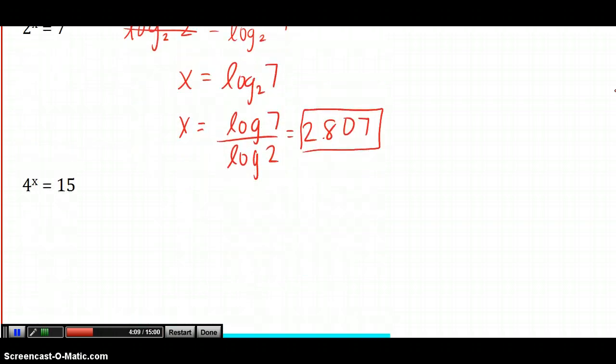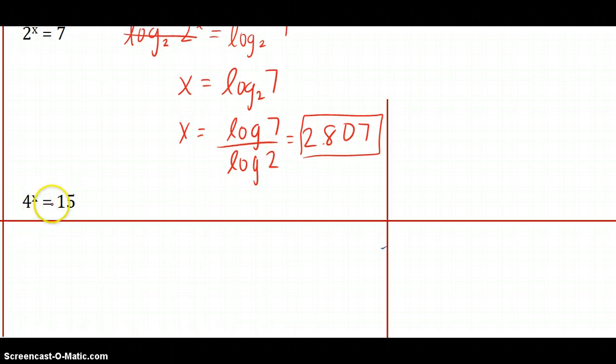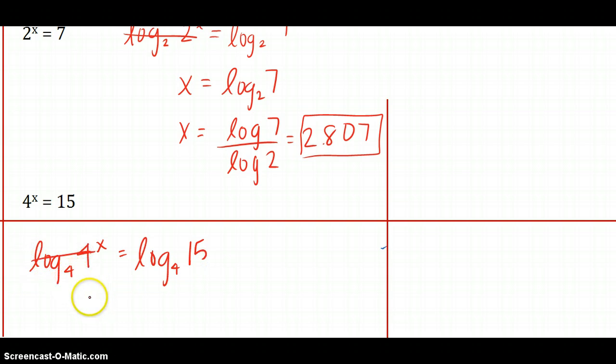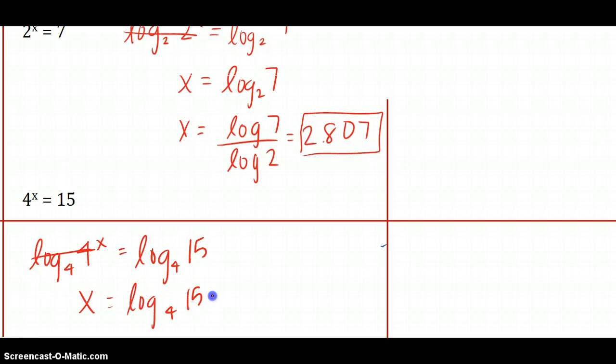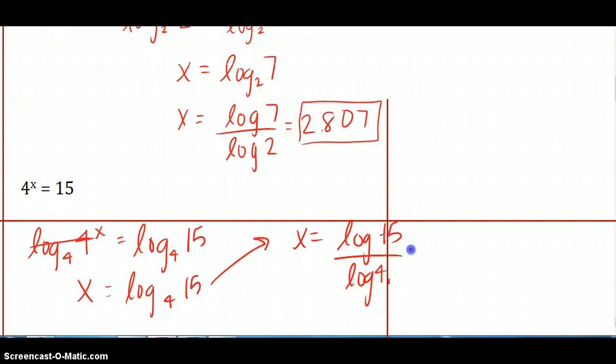Alright, we're going to do a second one just for good measure. You have 4 to the x equals 15. The inverse of exponent is log, so you're going to take now log base 4 of both sides because your base is 4. So your log base 4 and 4 cancel out, and you have x equals log base 4 of 15. So to solve for this, use your change of base formula. So x equals log of 15 over log of 4. And when you type that in your calculator, you should get about 1.953.